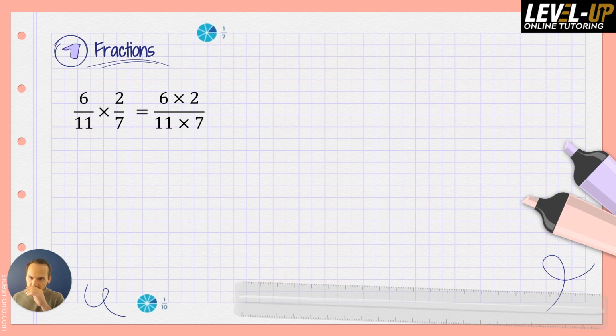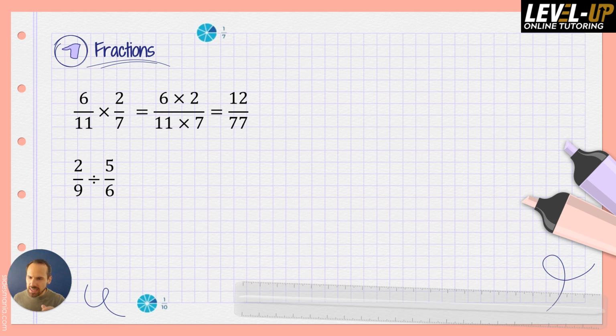And so you see we can essentially just multiply across the top, multiply across the bottom, 6 times 2 over 11 times 7, and we get 12 over 77. And then you always want to try and simplify your fractions wherever possible. I mean, this one we can't simplify. So how do we do it with division?